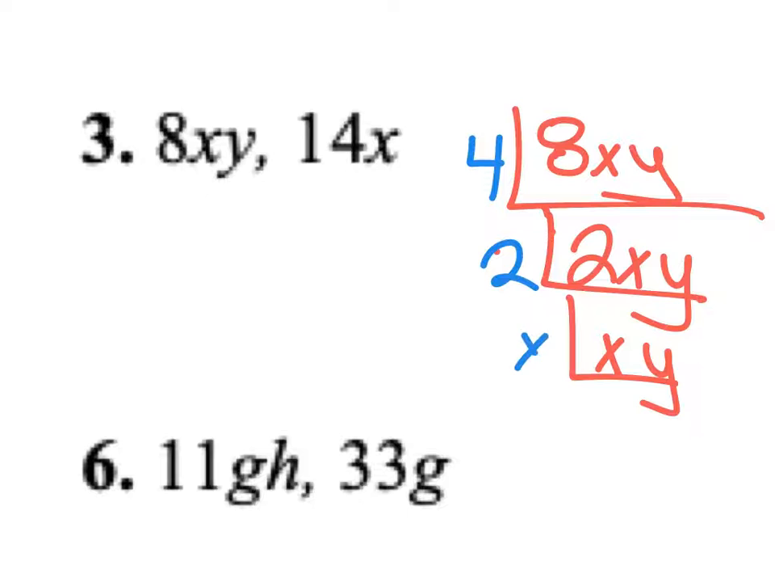Then I can take out my x, and I'm left with y, or 1y. And then I can take out my y, and I'm left with 1. So my factors of 8xy are 4 times 2 times x times y. And I can check this by multiplying my factors together. 4 times 2 is 8, 8 times x is 8x, 8x times y is 8xy. And that's what I started with.